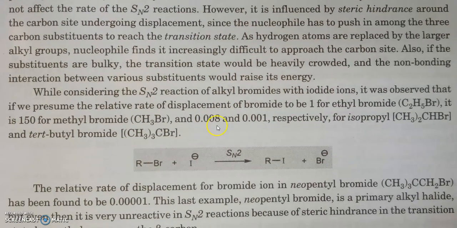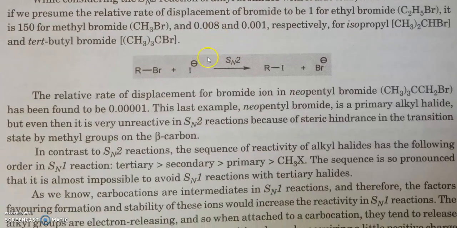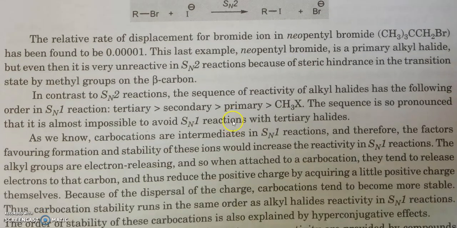This is the sequence. So, see the simple reaction: RBr plus I minus gives RI plus Br minus. The relative rate of displacement for bromide ion in neopentyl bromide has been found to be 0.00001, and in this last example, neopentyl bromide is a primary alkyl halide, but even then it is very unreactive in SN2 reactions because of steric hindrance in the transition state by methyl groups on the beta carbon.